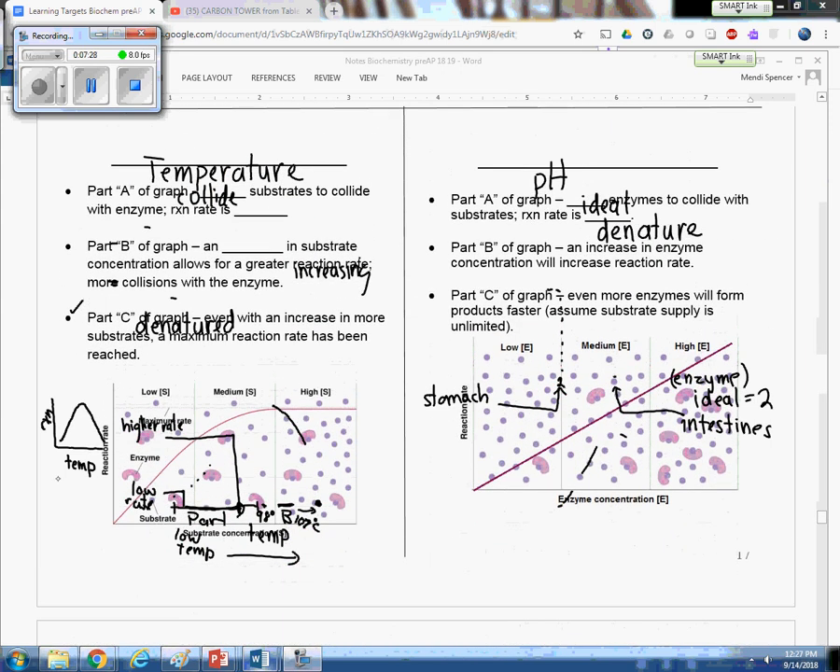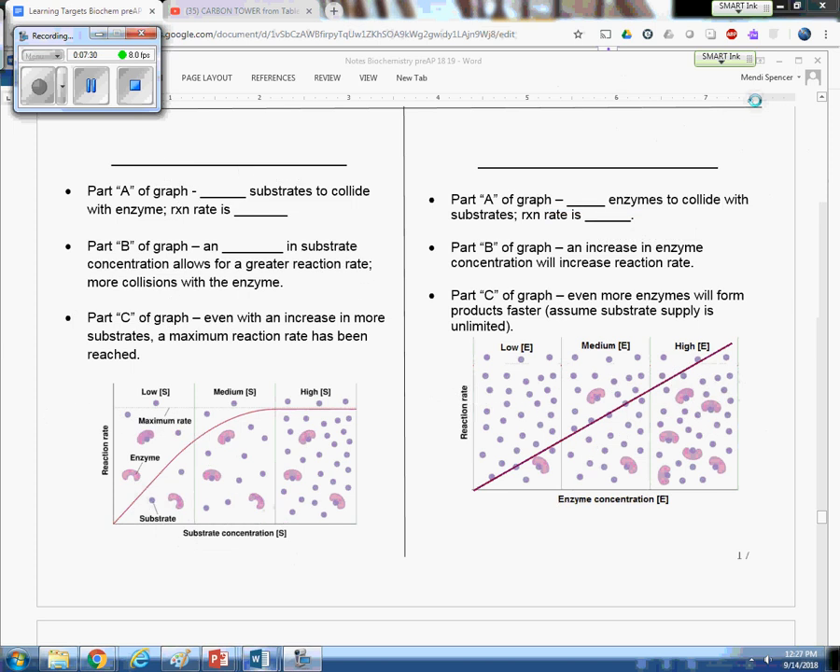Next, let's take a look at these pictures, and we're going to look at changing substrate concentration. Changing the substrate concentration can speed up or slow down the reaction rate. Let's analyze this diagram right here. So we have substrate concentration. So if I'm right here, that means we got a low amount of substrate. So let's indicate low substrate.